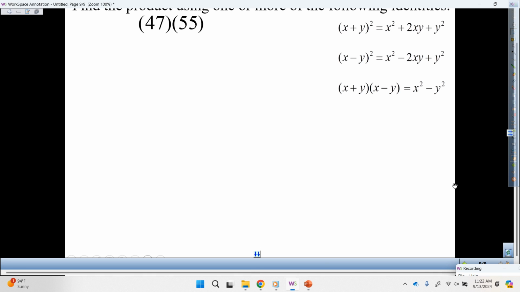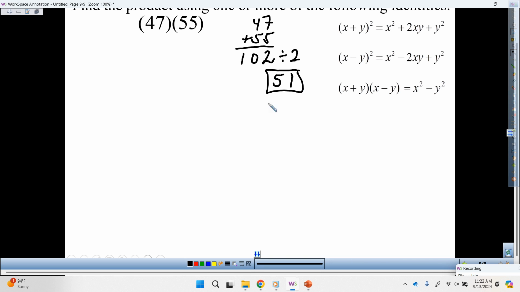What do we do first? Joseph, go. How do we find the midpoint? Add 47 plus 55 gives me 102. And then divide by 2, so that gives me 51. All right, so this one, using 51.